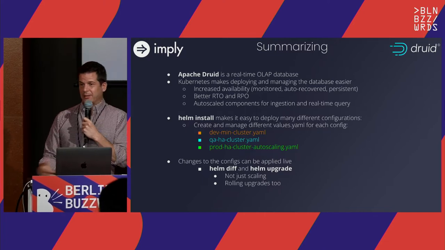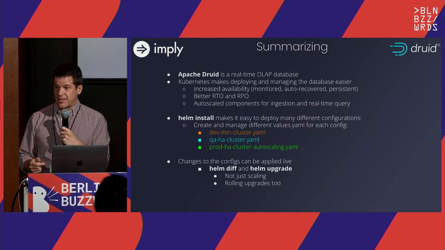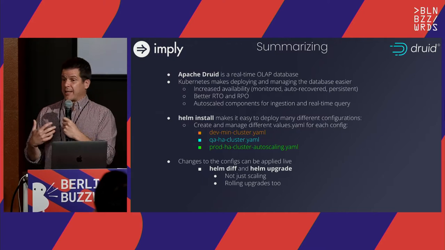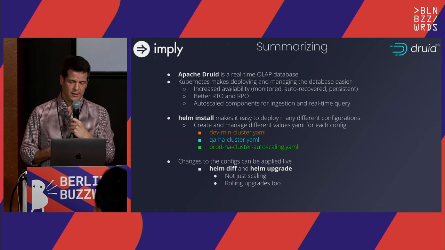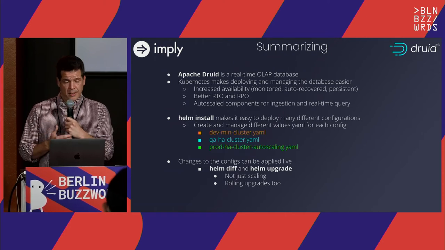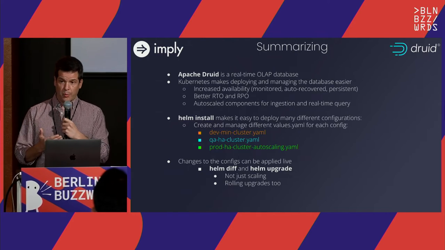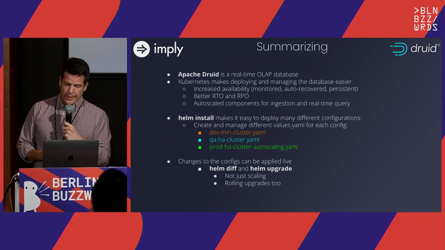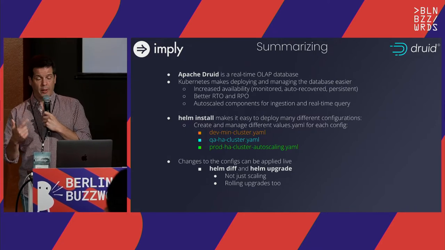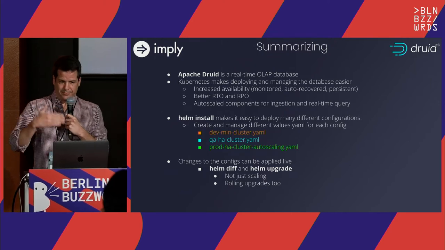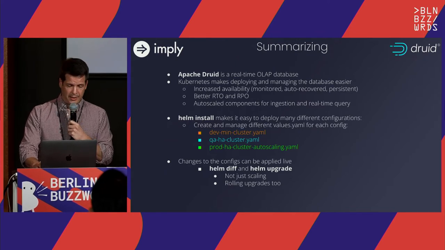Summarizing, Apache Druid is a real-time OLAP database. So it provides slicing and dicing with really fast response times. Kubernetes makes this better, because it provides higher availability for a deployment than you would otherwise, which gives us better recovery times and better recovery points in the case of failures. It also provides the auto-scaling of the ingestion capability and the real-time query capability. So it'll increase and decrease, like we said, based on the workload that you're throwing at it.